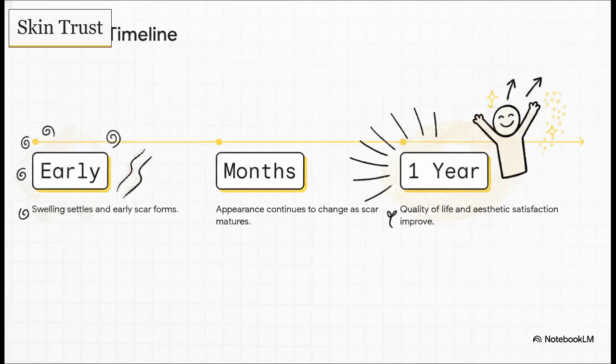Healing takes profound patience. In the early healing phase, it's really just about settling the swelling and forming that initial early scar. But for months after, the appearance often continues to change as the scar matures. In fact, that 2025 data we mentioned shows that aesthetic satisfaction and patient-reported quality of life can continue to improve for at least 1 full year after Mohs surgery. Now, no study can predict exactly how an individual scar will heal, but knowing this timeline really helps manage expectations.